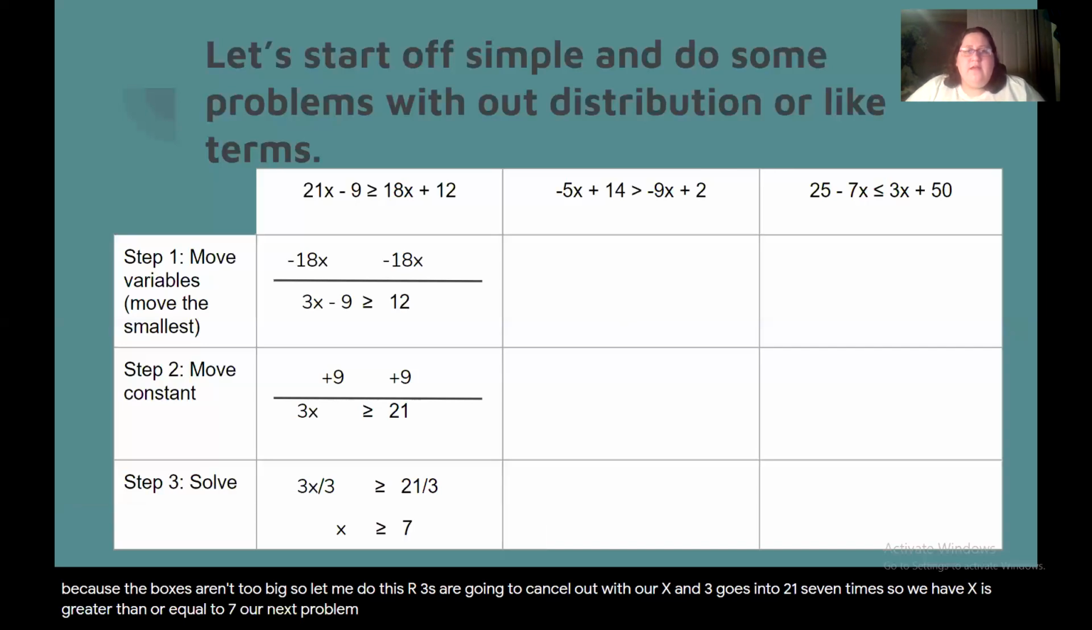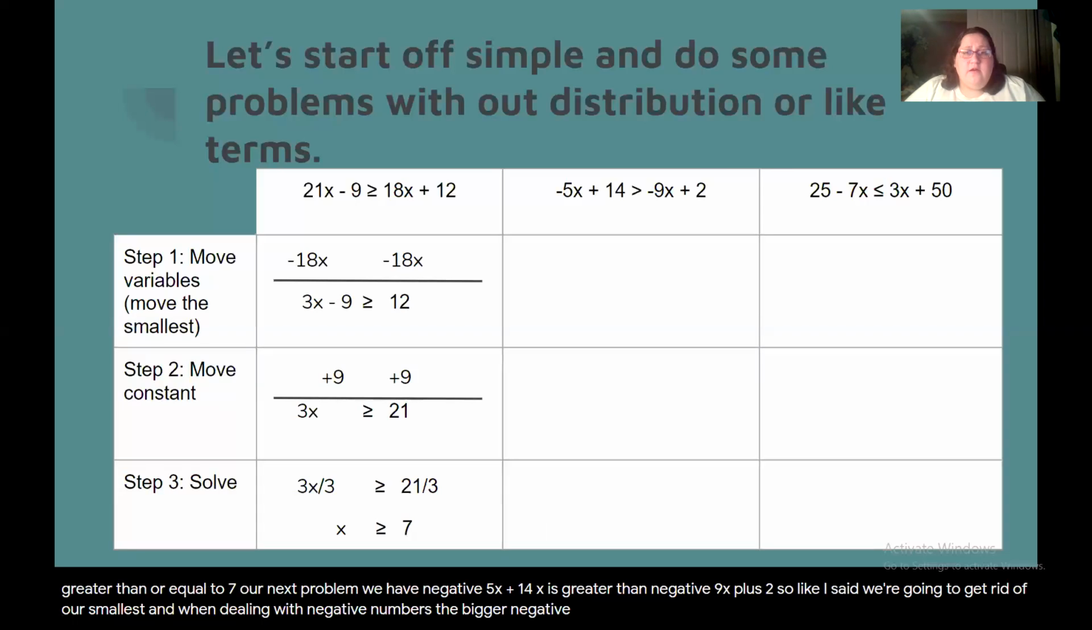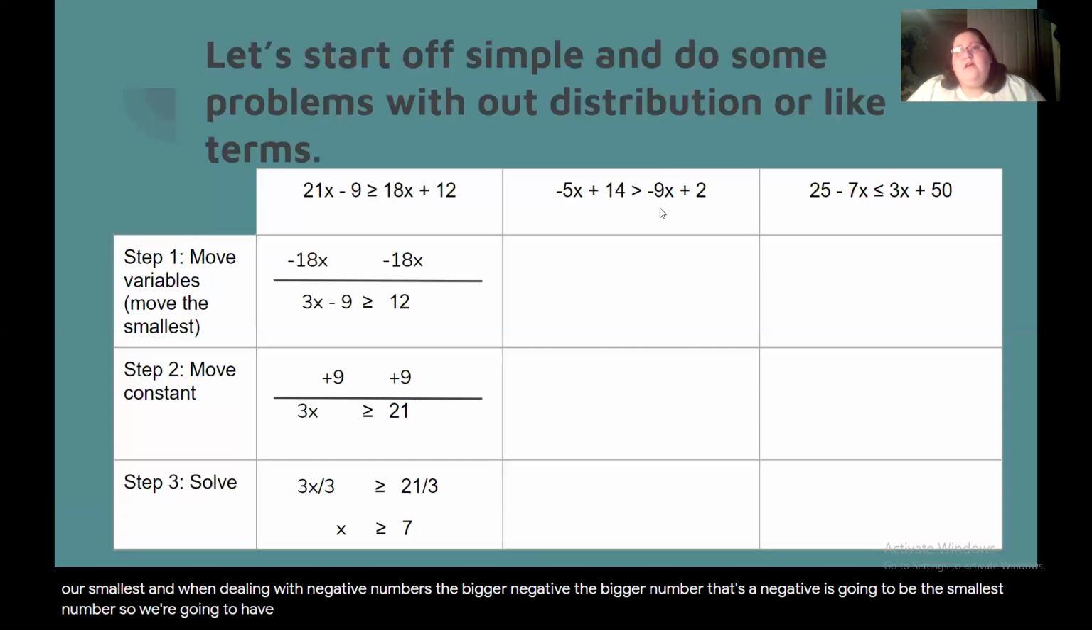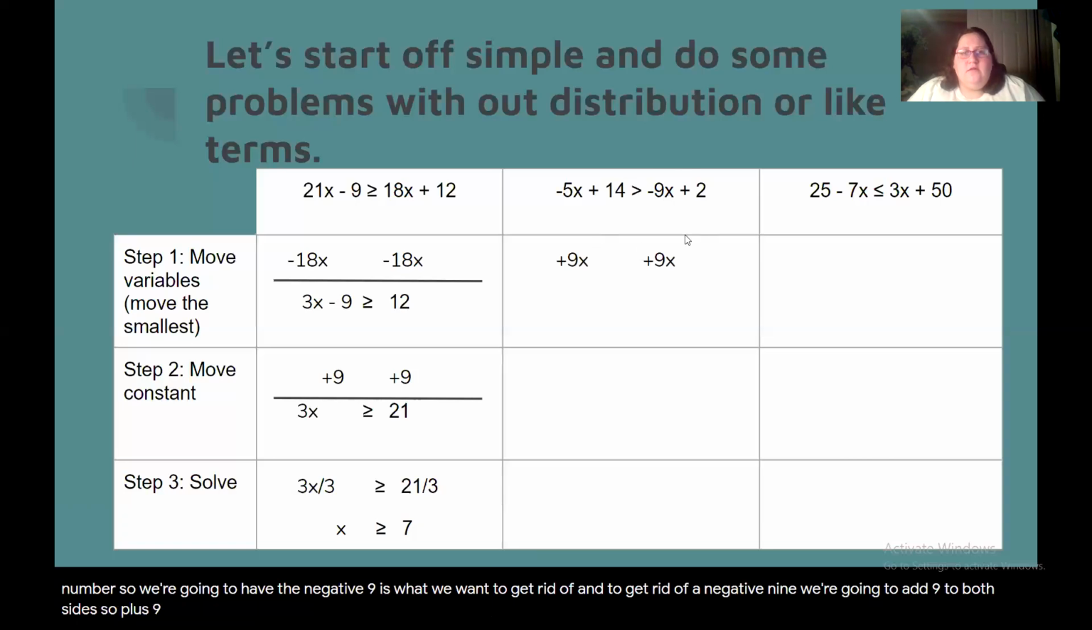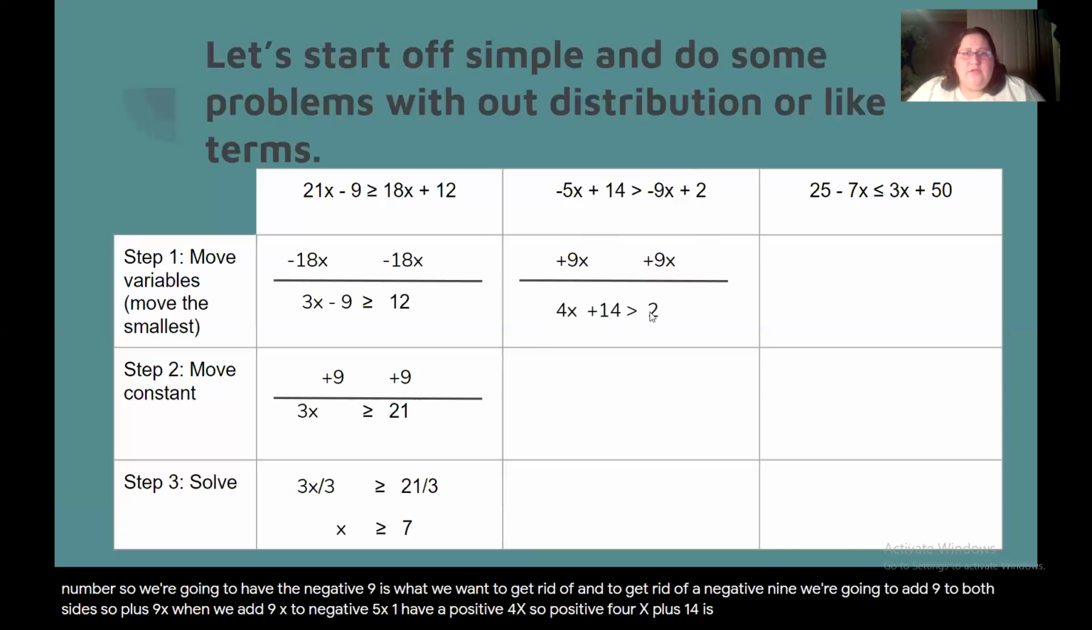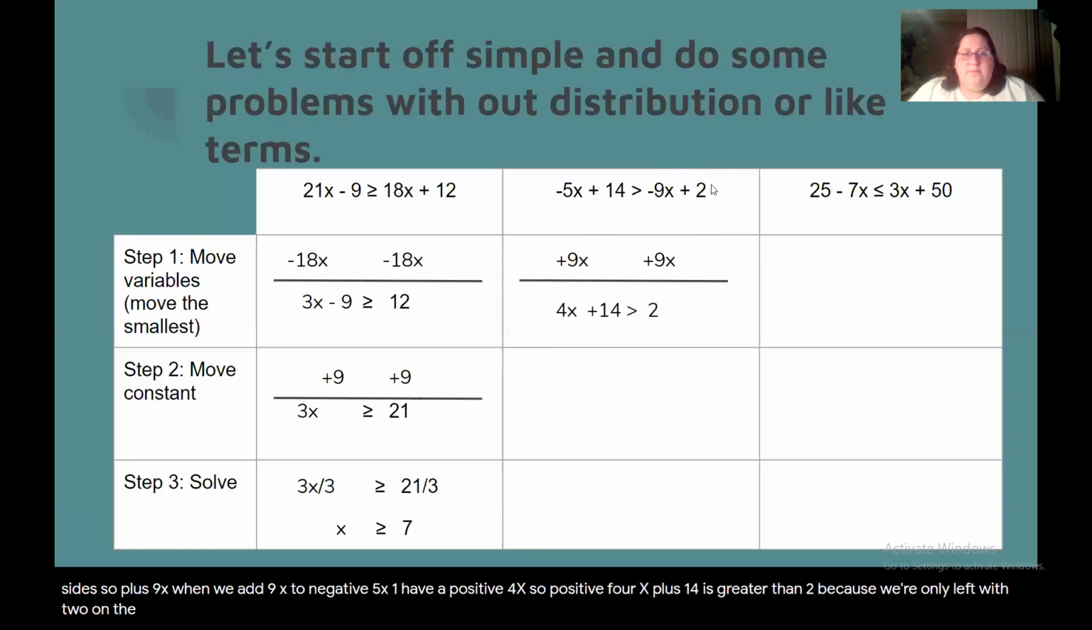Our next problem, we have negative 5x plus 14x is greater than negative 9x plus 2. So like I said, we're going to get rid of our smallest, and when dealing with negative numbers, the bigger number that's a negative is going to be the smallest number. So we're going to have the negative 9 is what we want to get rid of, and to get rid of a negative 9, we're going to add 9 to both sides, so plus 9x. These 9's are going to cancel. When we add 9x to negative 5x, we're going to have a positive 4x. So positive 4x plus 14 is greater than 2 because we're only left with 2 on this side.